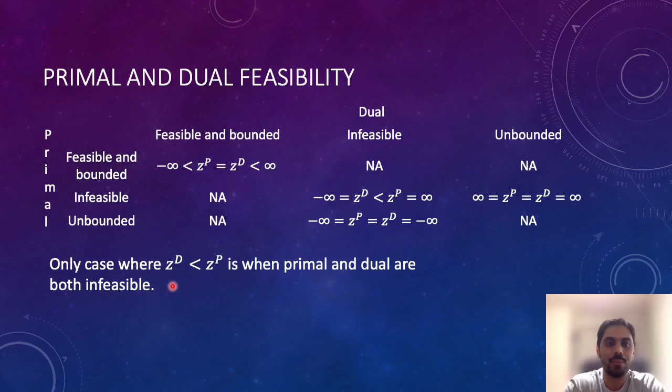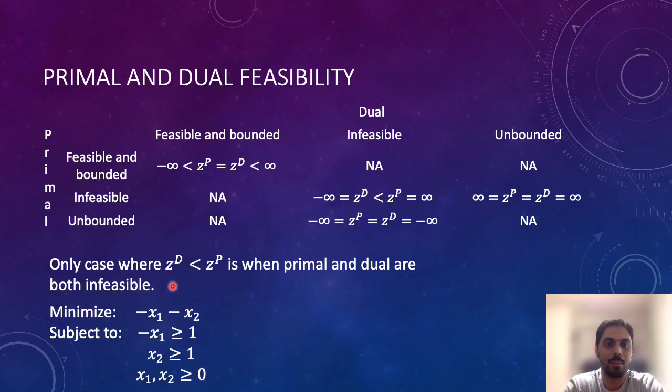So let's see one example for that. So this is a primal. It's easy to see that this is infeasible. You can actually plot it in the graph, or this is the inequality you can use. It is saying that x1 is less than or equal to minus 1. If you just multiply this with minus 1, then you get x1 is less than or equal to minus 1, and x1 is also greater than or equal to 0. Both of them cannot happen. So this is obviously infeasible.